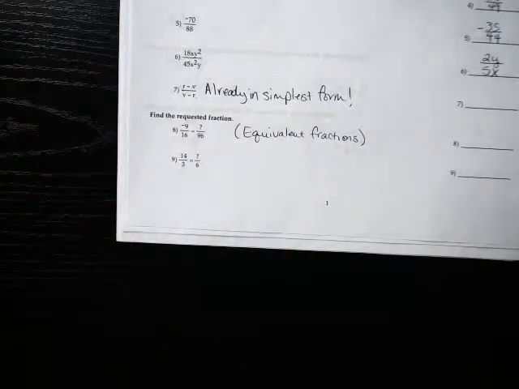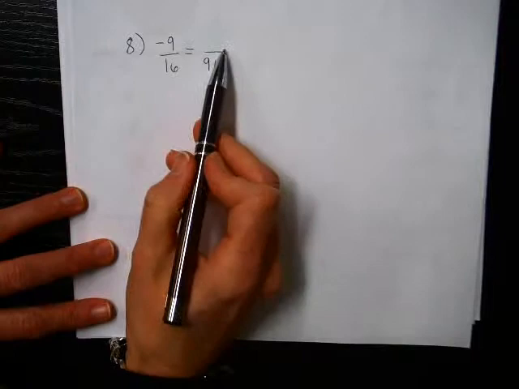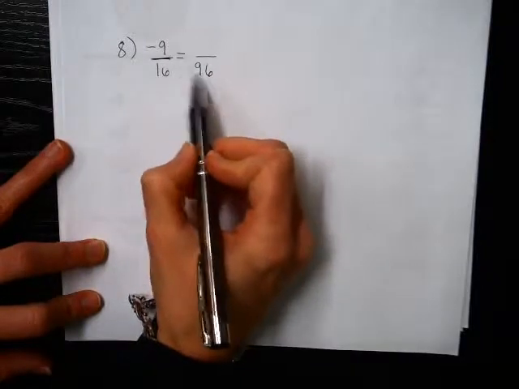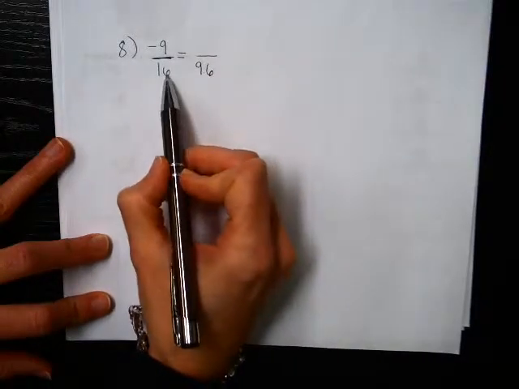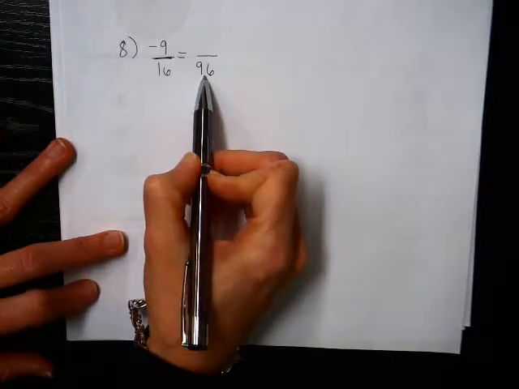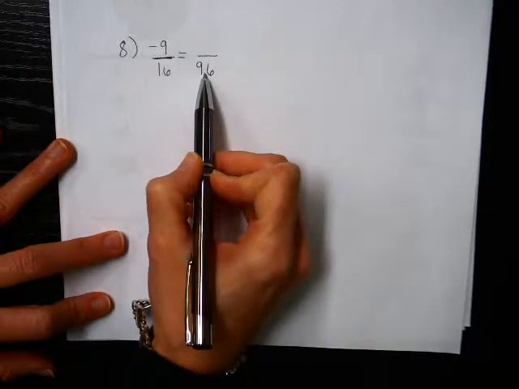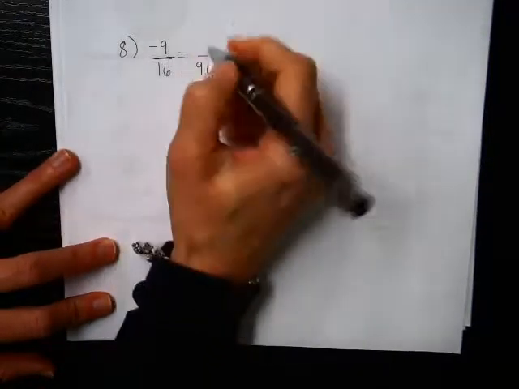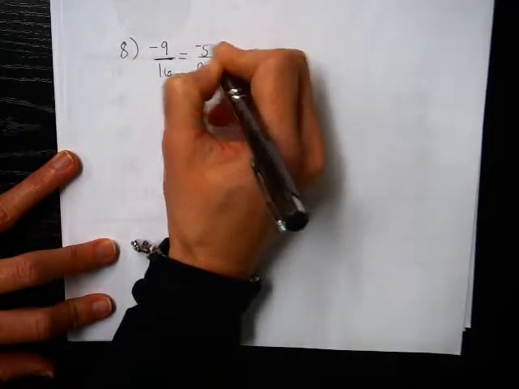So back to our problem on number 8, we have negative 9/16 equals something over or divided by 96. And we're trying to find the missing numerator here, okay? So, a couple of ways you can think about this, but the way that I was always taught to do this is I say 16 goes into 96 how many times? And if you divide 16 into 96, it'll go 6 times. So I multiply that 6 times negative 9, and that gives me negative 54 for my missing number.